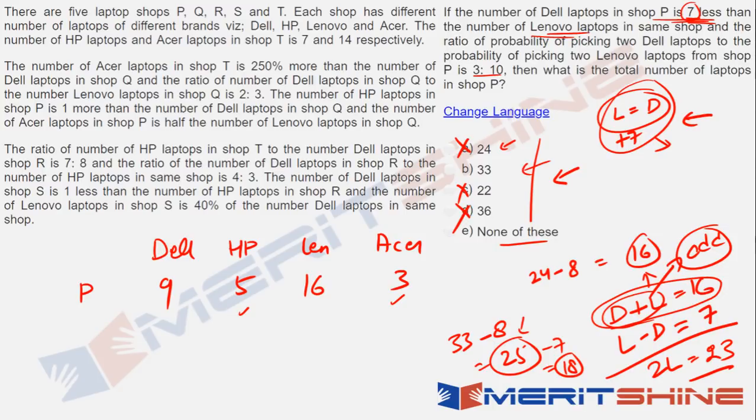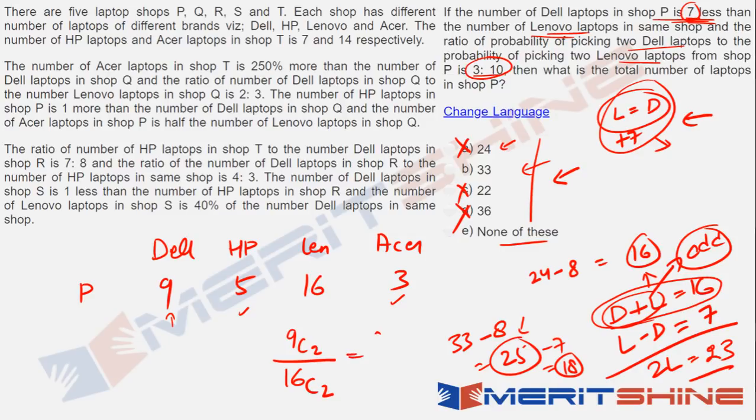Now you need to check if this ratio is being satisfied. If this is satisfied, 33 is the answer, otherwise none of these becomes the answer here. What is the condition here? The ratio of the probability of picking 2 Dell laptops to the probability of picking 2 Lenovo laptops. Dell is 9, so basically 9C2, and the denominator would be the same, 33C2 would be the common denominator. So let's not talk about that. And what would be the probability for Lenovo laptops, since we are talking about ratios here? Lenovo would be 16C2. So this is what we need to check.